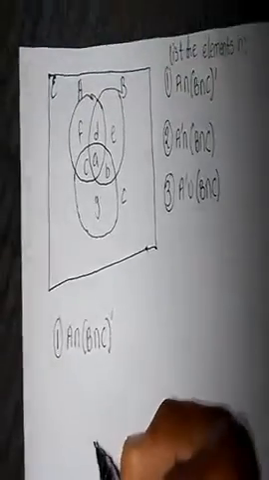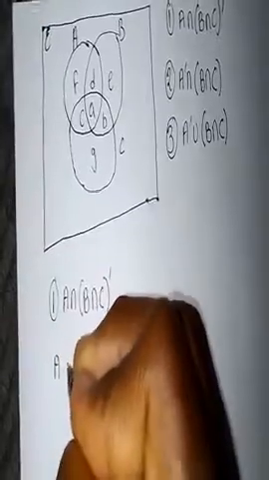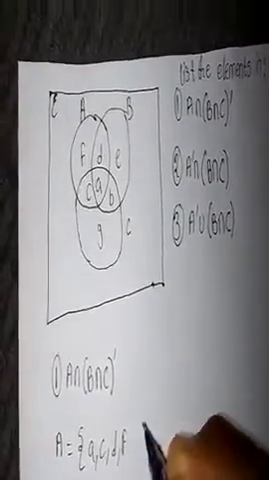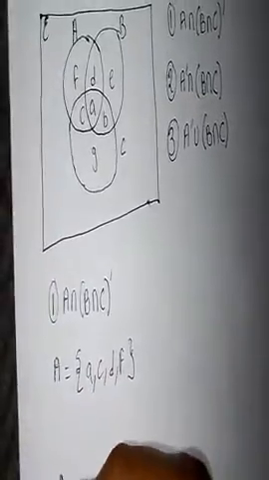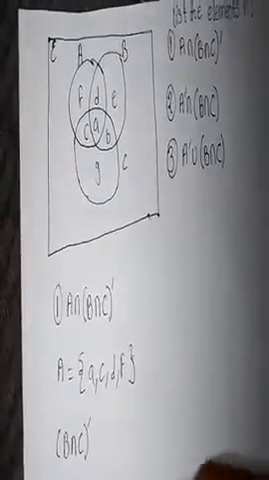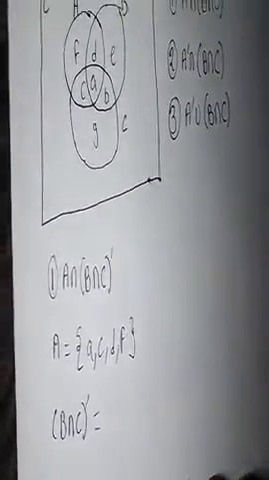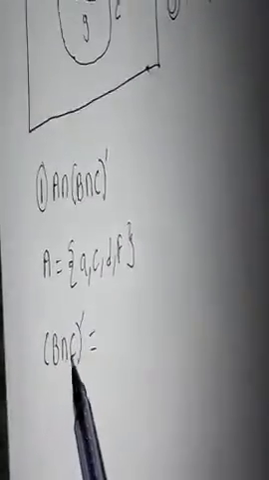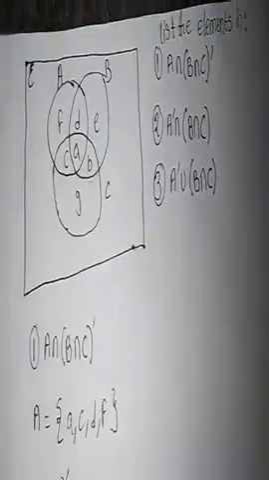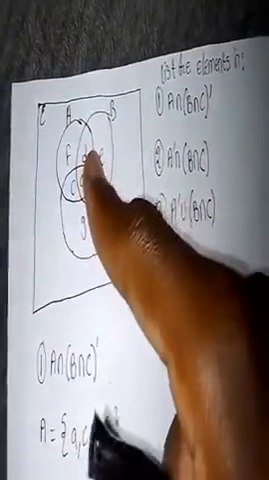So let's first list the elements in set A. So set A is equal to, the elements in set A are A, C, D, and F. So these are the elements of set A, and let's now list the elements in open B intersection C complement. So we're going to go B intersection C. Here is our B and C. So the intersecting part, it's this one here. So we're just going to hide this portion here.